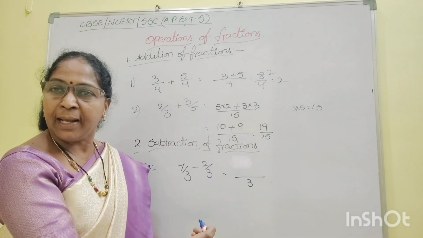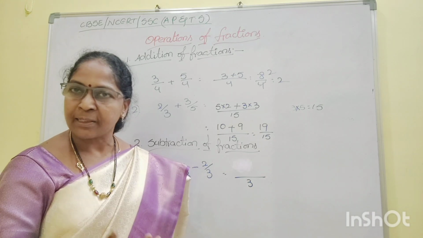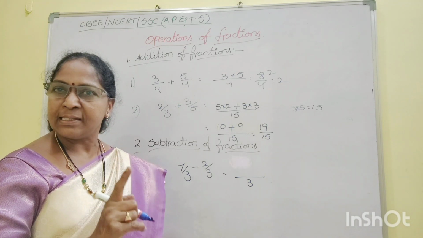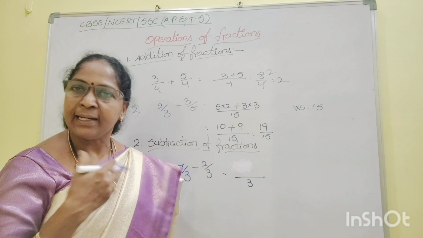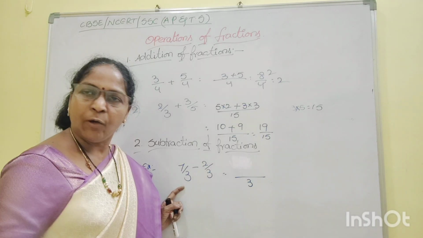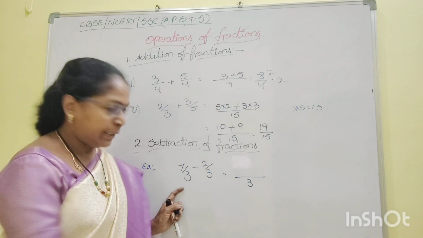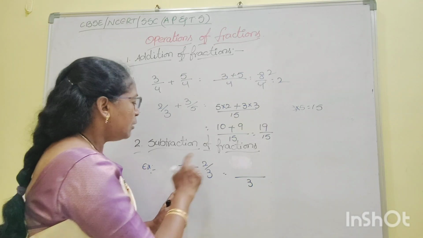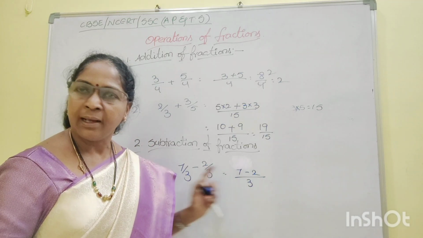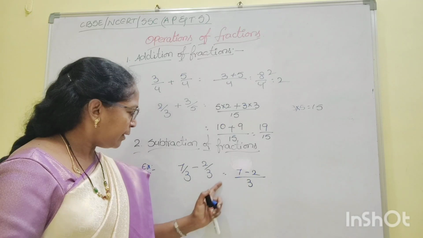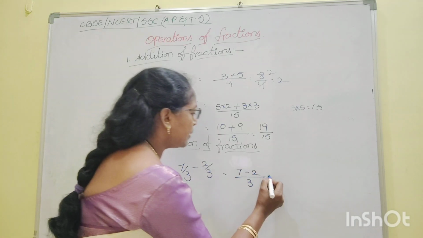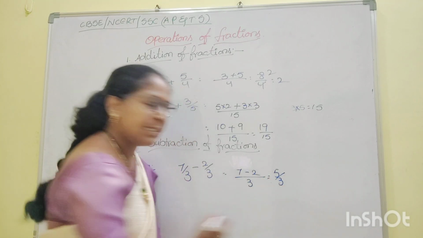For addition and subtraction, whenever fractions are given, you cannot add or subtract the fractions directly. Only one procedure is there, and that procedure you have to follow: finding the LCM value. Here 3 is the denominator, so 3 is the LCM value. So the numerators you directly write: 7 minus 2. A minus stays a minus and a plus stays a plus when the given fractions are like fractions. So 7 minus 2 equals 5. 5 by 3 is the answer.